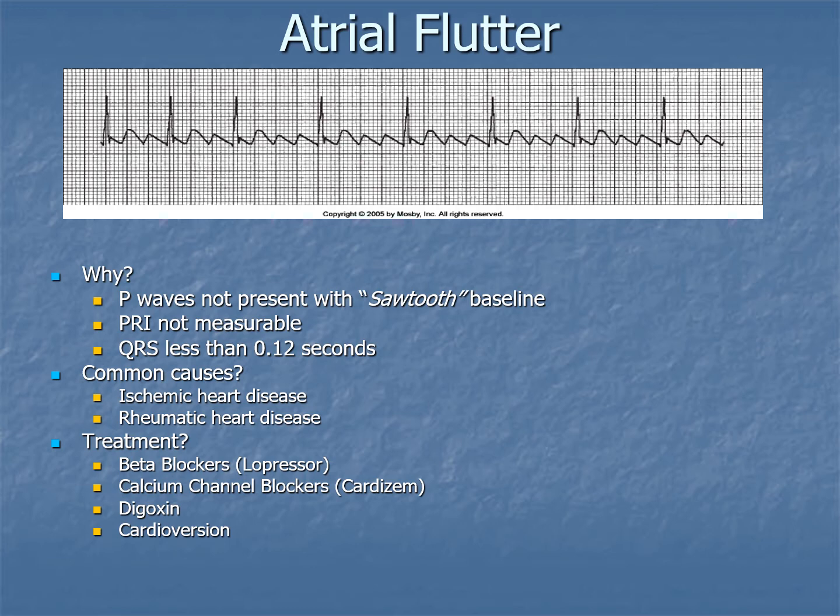Common causes are ischemic heart disease, and not that you see it commonly, but rheumatic heart disease. So an individual that had rheumatic fever developed rheumatic heart disease, even if it may not have been detected. It may actually be detected later in life when they develop atrial flutter. The treatment, by the way, is essentially the same for atrial flutter as it is for atrial fibrillation.